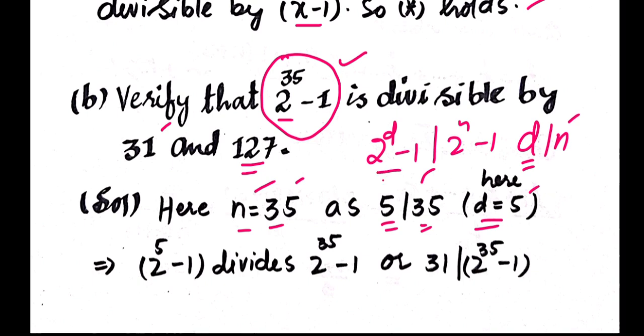So by using A part, 2 raised to power 5 minus 1, that is 2 raised to power d minus 1, this number divides 2 raised to power 35 minus 1, but 2 raised to power 5 minus 1 is equal to 31. This shows that 31 divides 2 raised to power 35 minus 1, which is required. Again, we have to show that 127 also divides this number.